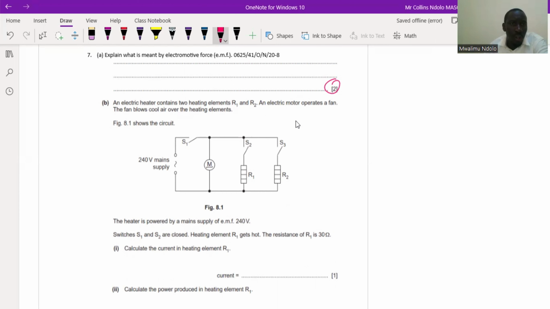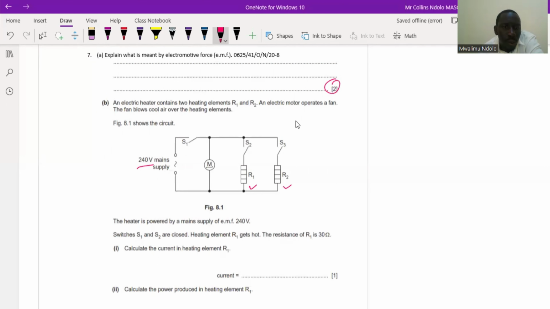So this question number 7, this is our last question. Part B, an electric heater contains 2 heating elements, that is R1 and R2, as you can see on the diagram. An electric motor operates a fan. The fan blows cool air over the heating element. Okay. So the heater is powered by a main supply of EMF 240 volts, which you can see.